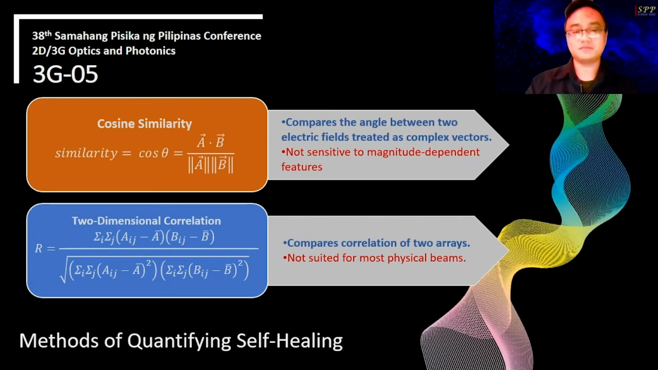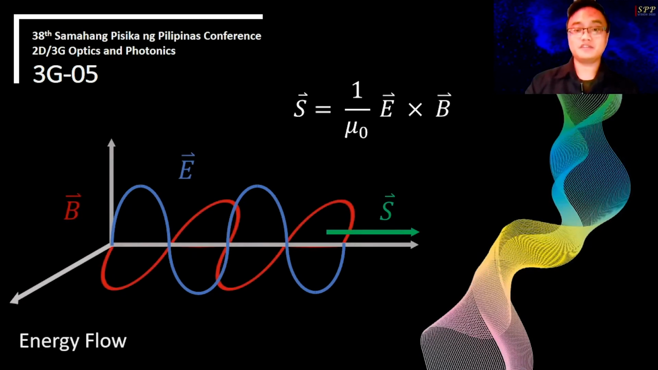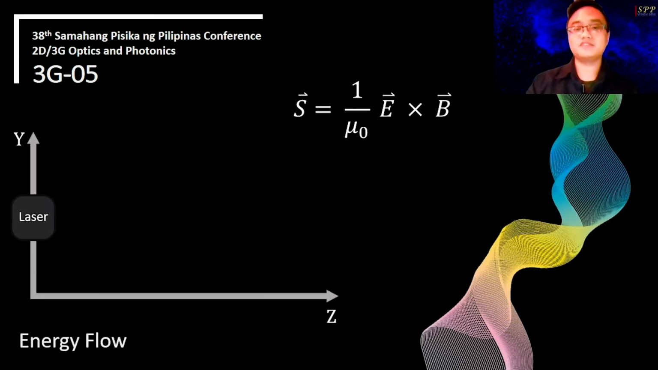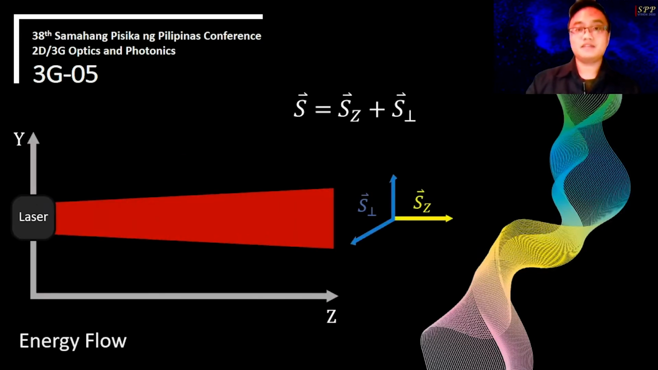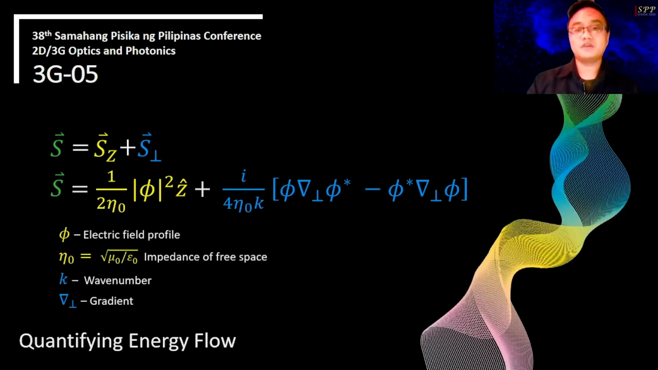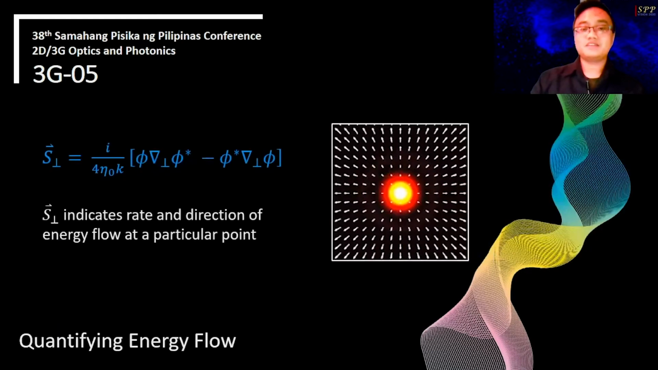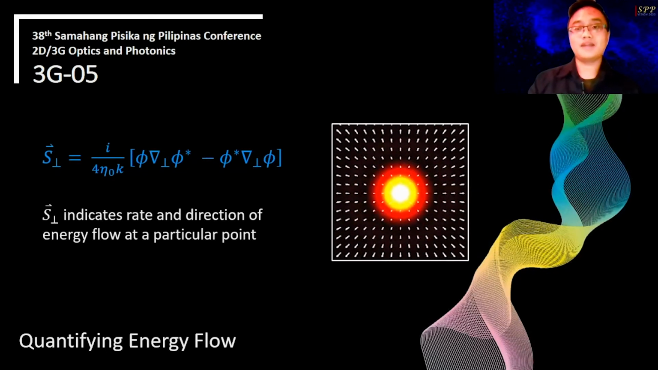We make use of the Poynting vector, which describes the magnitude and the direction of the energy flow in electromagnetic waves. In a physical beam of light, the Poynting vector can be expressed in terms of a longitudinal component, S sub z, and the transverse component. The two components are expressed as follows, with both components only needing information regarding the profile of the beam's electric field. By using the expression for the transverse Poynting vector, we are able to quantify how the transverse profile of the beam evolves at each particular point.